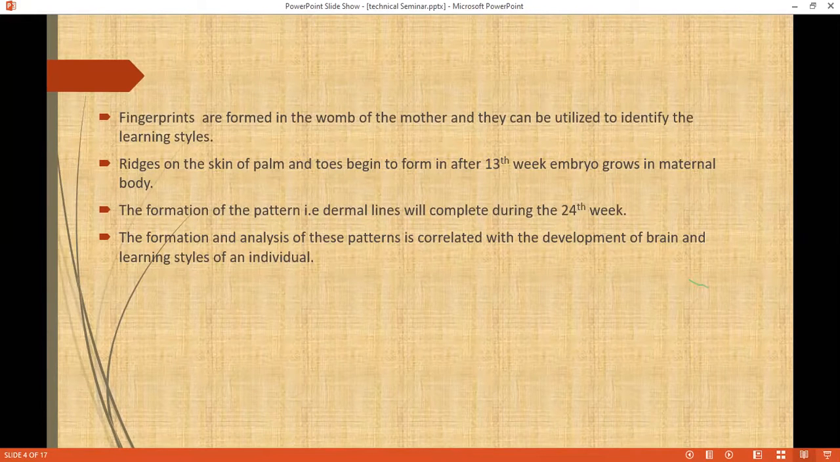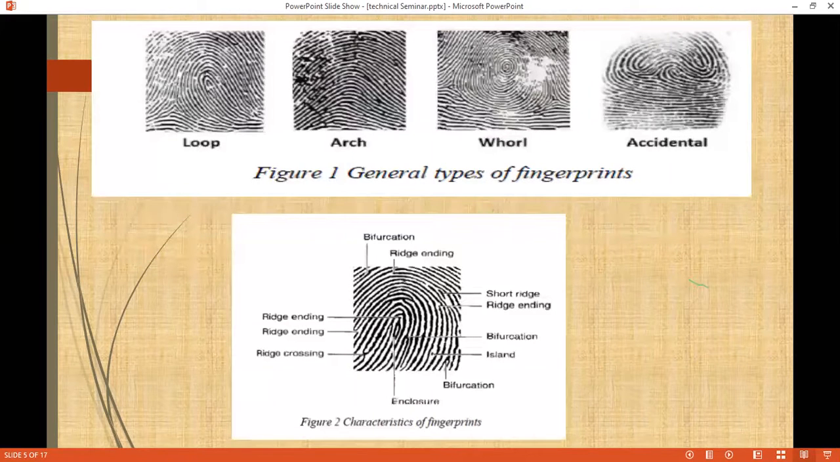We are going to use the DMIT test. DMIT stands for Dermatoglyphics Multiple Intelligence Test. It is based on understanding from neuroscience, genetics, psychology, and embryology. These are the four general types of fingerprints: loop, arch, whorl, and accidental. And characteristics: a ridge is just a line. A dot is called an eye line. If you have a deviation in the ridge, it is called bifurcation.